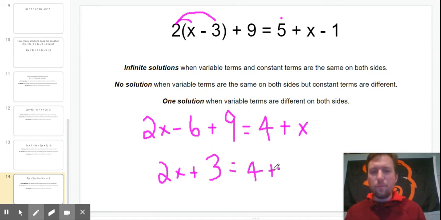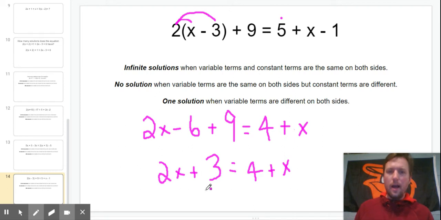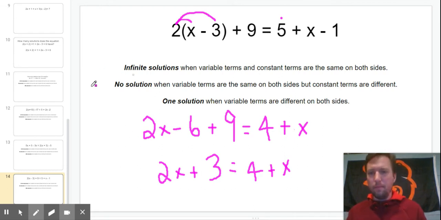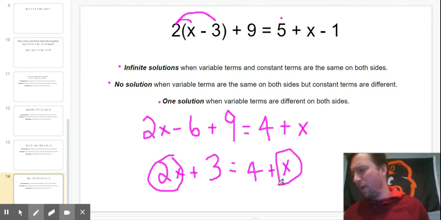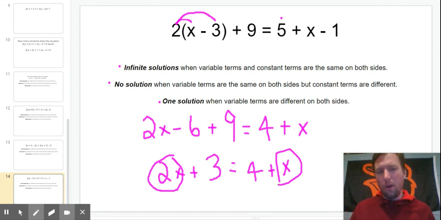So I'm looking at this problem, and I have variable terms and constant terms. How many solutions would I have? Infinite, no solutions, or one solution based on the definition of these terms? Well, when I look at this, the variable terms are different on both sides. So I have 2x here and I have x here. So that means only one solution.